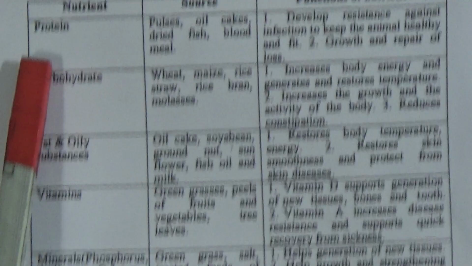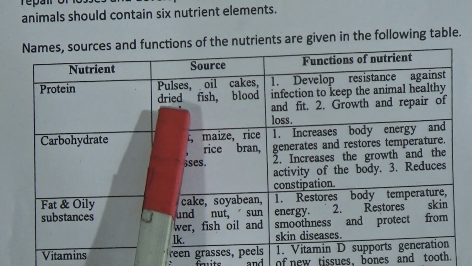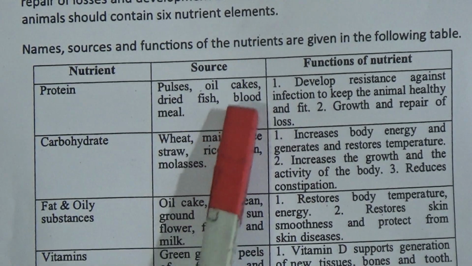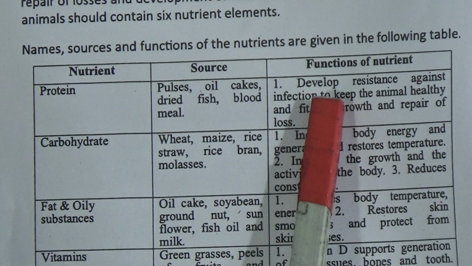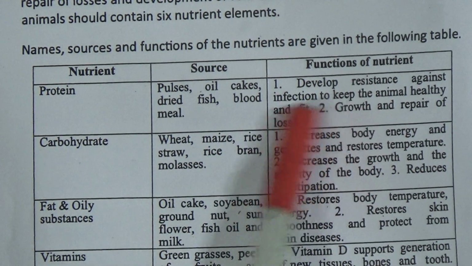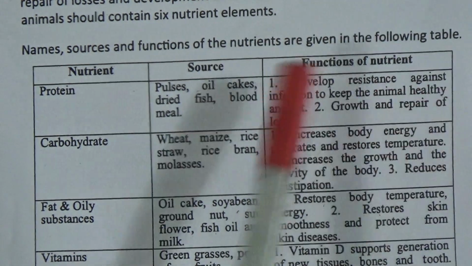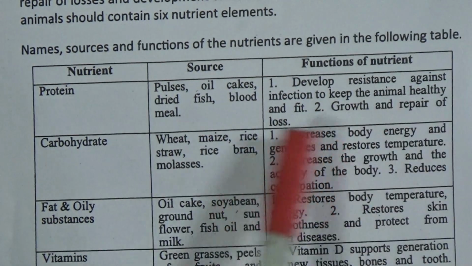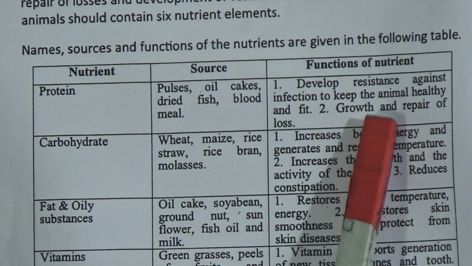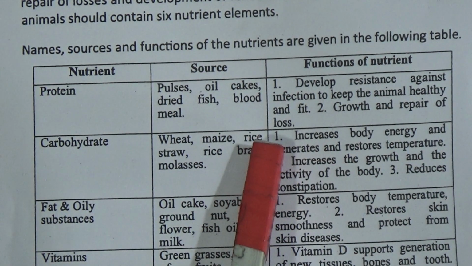Nutrient: protein. The sources are pulses, oil cakes, dried fish, blood, milk. And functions of the nutrient are: number 1, develop resistance against infection to keep the animal healthy and fit. Number 2, growth and repair of loss.